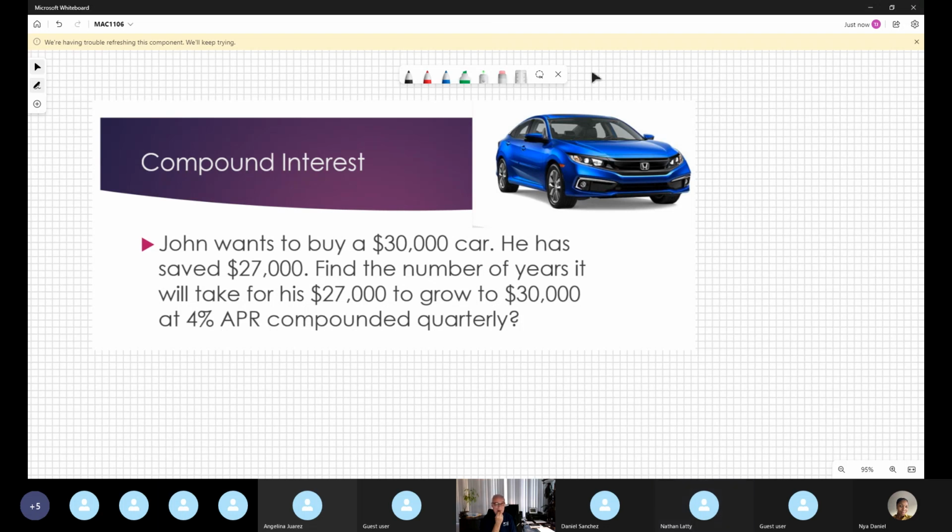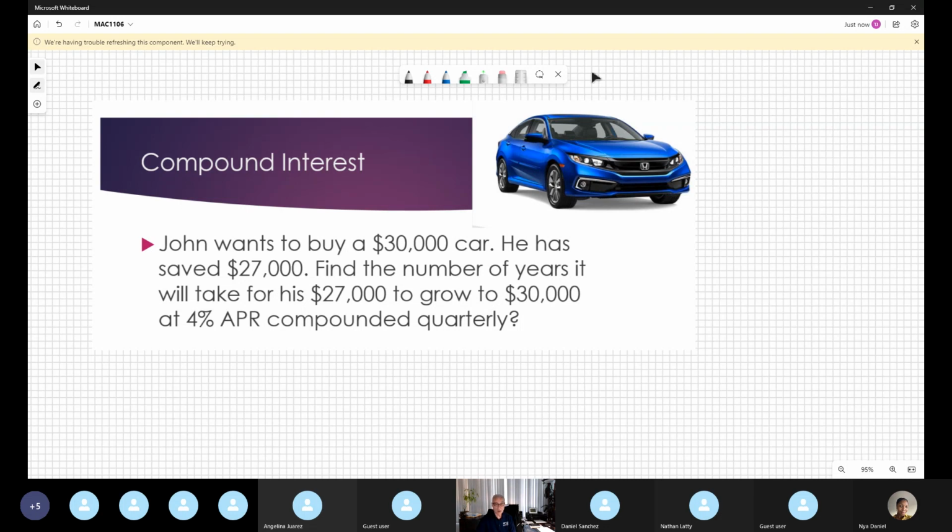Yes. Okay, let me try to read carefully and understand and separate who is P, who is A, who is N, who is T, who is R. Okay, John wants to buy a $30,000 car. He has saved only 27,000. Find the number of years he will take for his 27,000 to grow to 30,000 at 4% APR compounding quarterly.